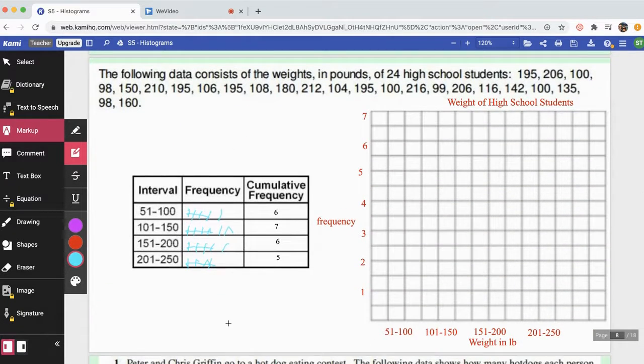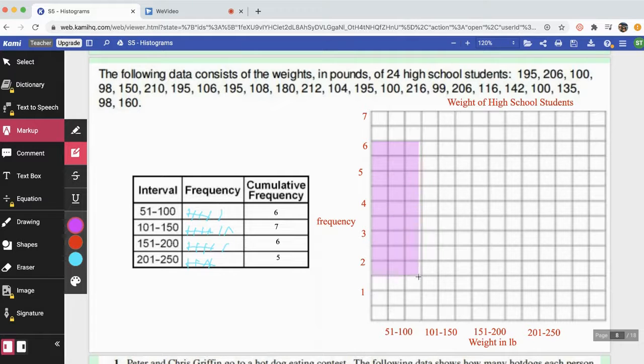So this is what my frequency table looked like. We had intervals of 50 here because our range was so large, so we don't have to have a whole ton of intervals. And then I had 6, then 7 and 6 and 5 in my different intervals. I've labeled this the weight of high school students. Down here is my weight in pounds, and up here is my frequency. So I'm going to make my bars now.